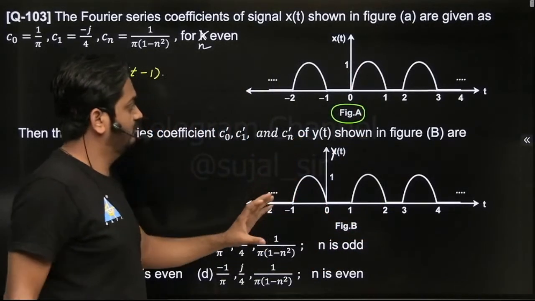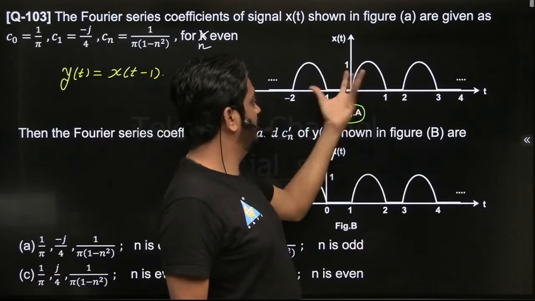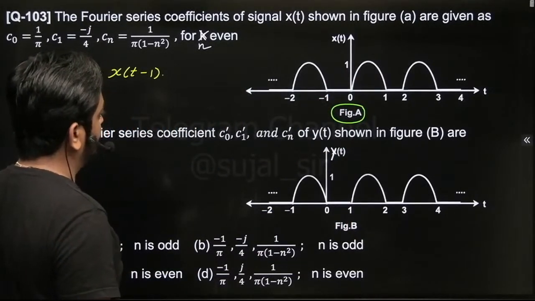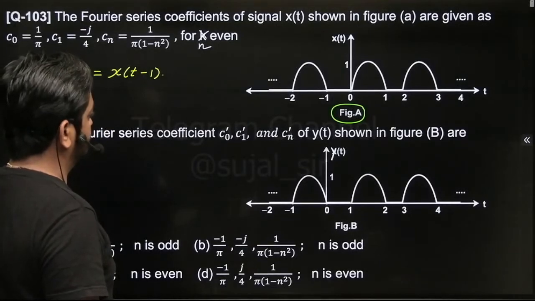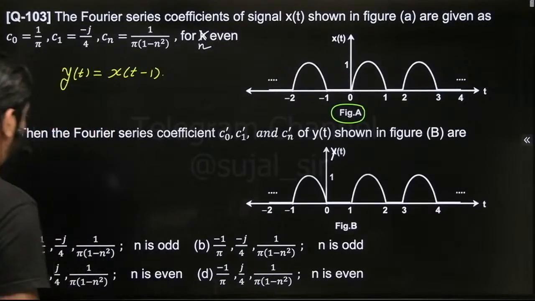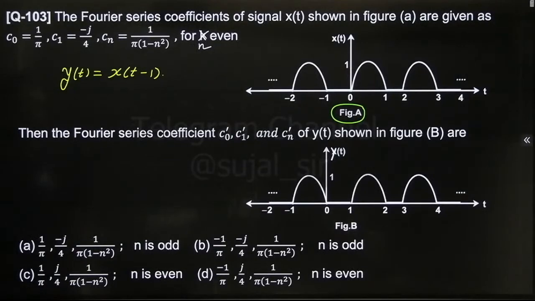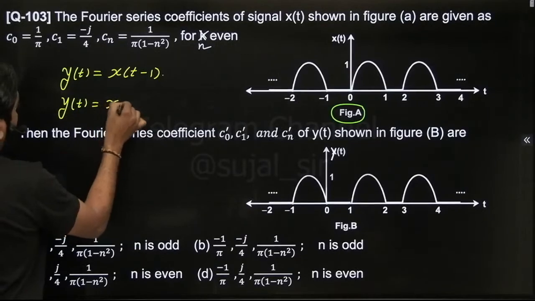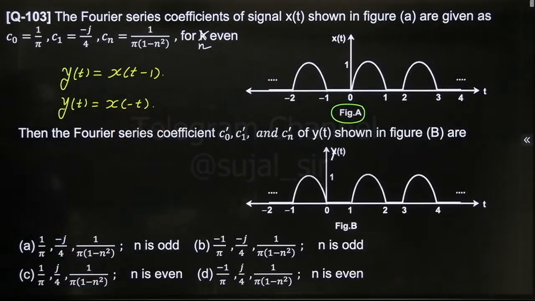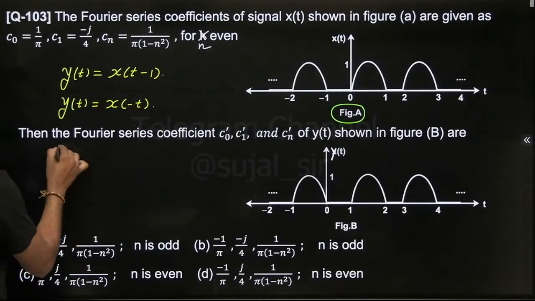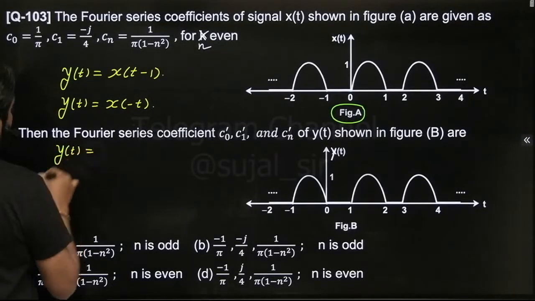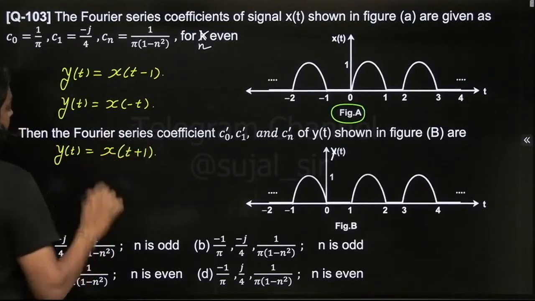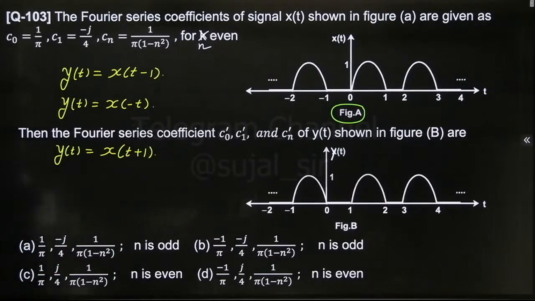We can say, or one more thing we can say, guys, folding with respect to y axis. Folding with respect to y axis is also possible, guys. That is y of t is equal to x of minus t. This is also possible. Or we can say left shift by 1 unit. These are the different possibilities. Left shift by 1 unit, yes or no? All three possibilities are there.